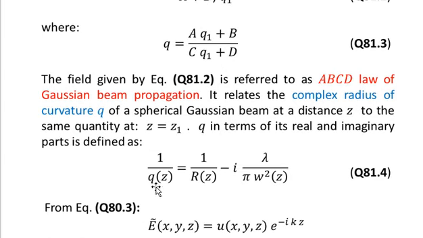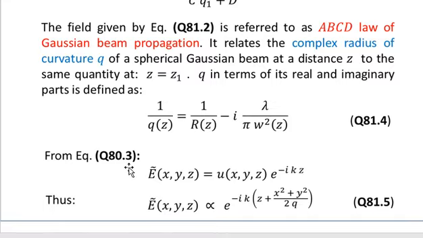So 1 over q as a function of z is equal to 1 over capital R as a function of z minus iota times lambda over pi into w square as a function of z. So here we have three variables, q, capital R and w square. These three quantities are a function of z, and we have linked them together through the relationship where R is the real part of the radius of curvature.